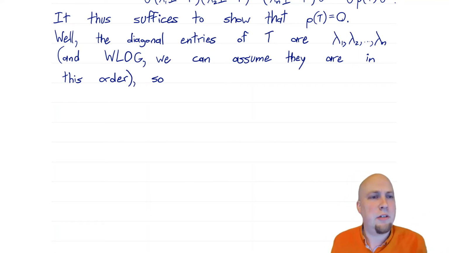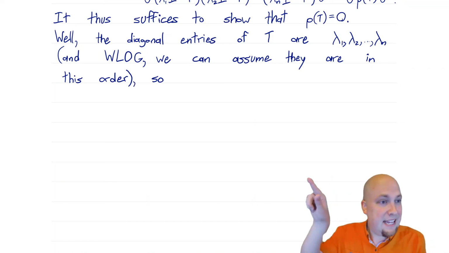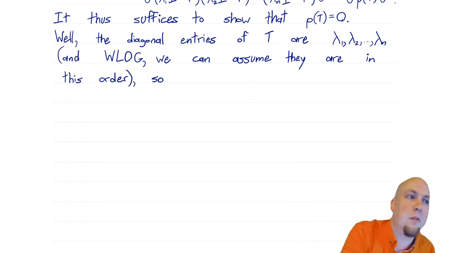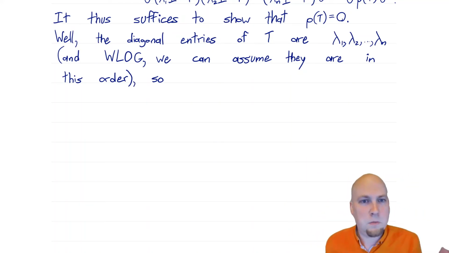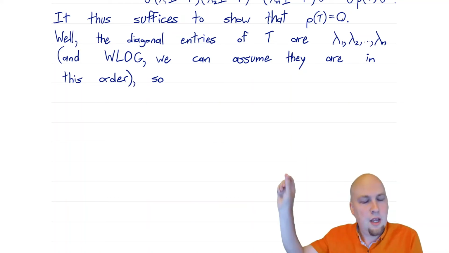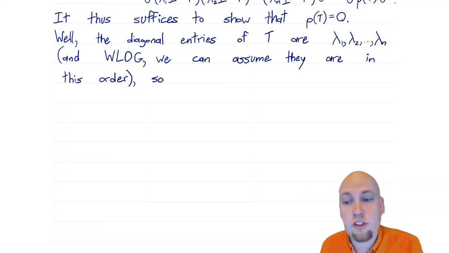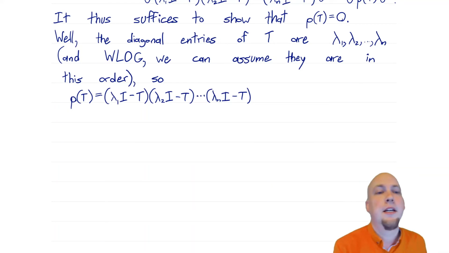And without loss of generality, I can assume that they are in that order. I'm going to assume that lambda 1 is at the top left, lambda 2 is the next one down, and so on down to lambda n. There's no problem doing that. You're free to choose whatever arrangement of the eigenvalues you like in a Schur triangularization. You can find a Schur triangularization that does it.